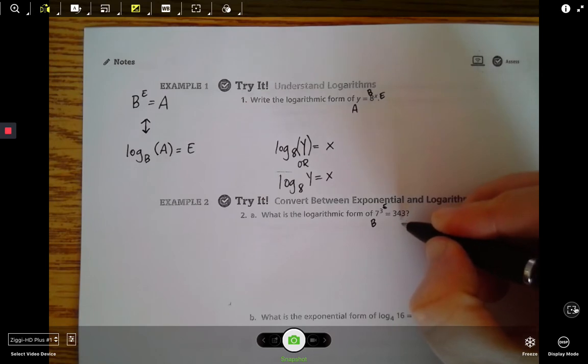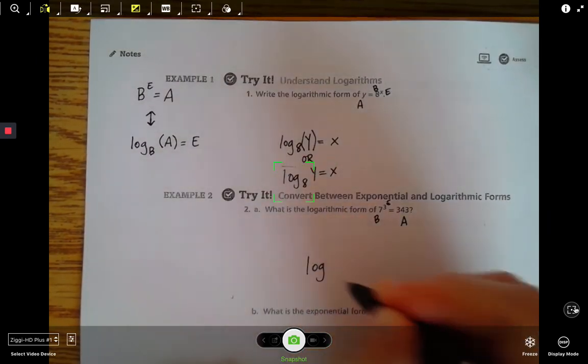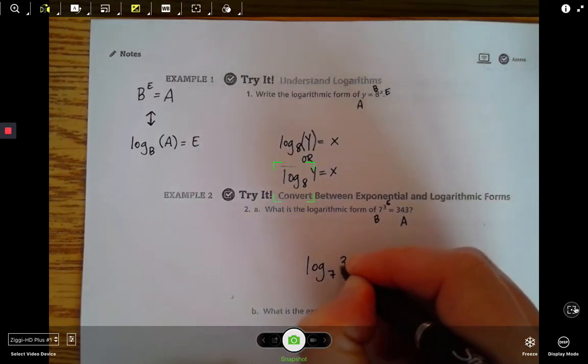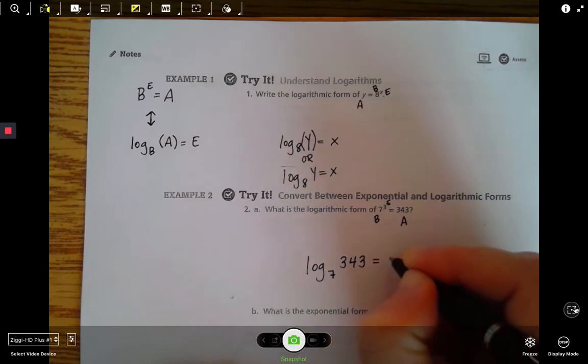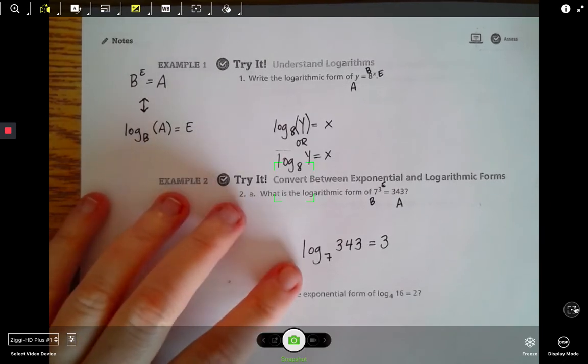And 343 is A, right? So when I rewrite it, it's log base 7 of 343, and we set it equal to 3. Any questions on how I got the numbers that I did?